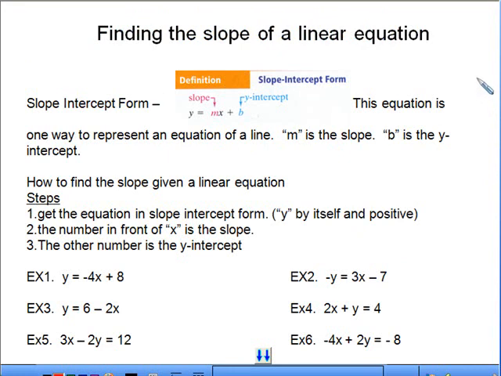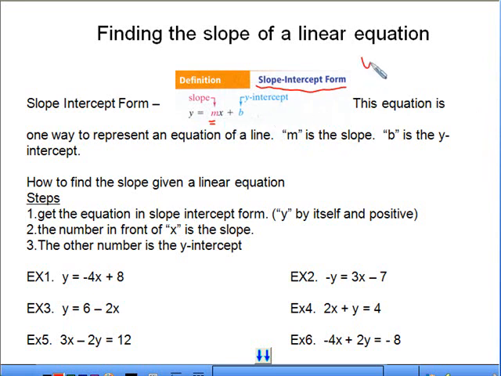Now, how to find the slope if you have a linear equation. First of all, slope-intercept form. I know you've all heard and seen it before. y is equal to mx plus b. The slope is the number in front of x. Once again, the slope is the number in front of x.